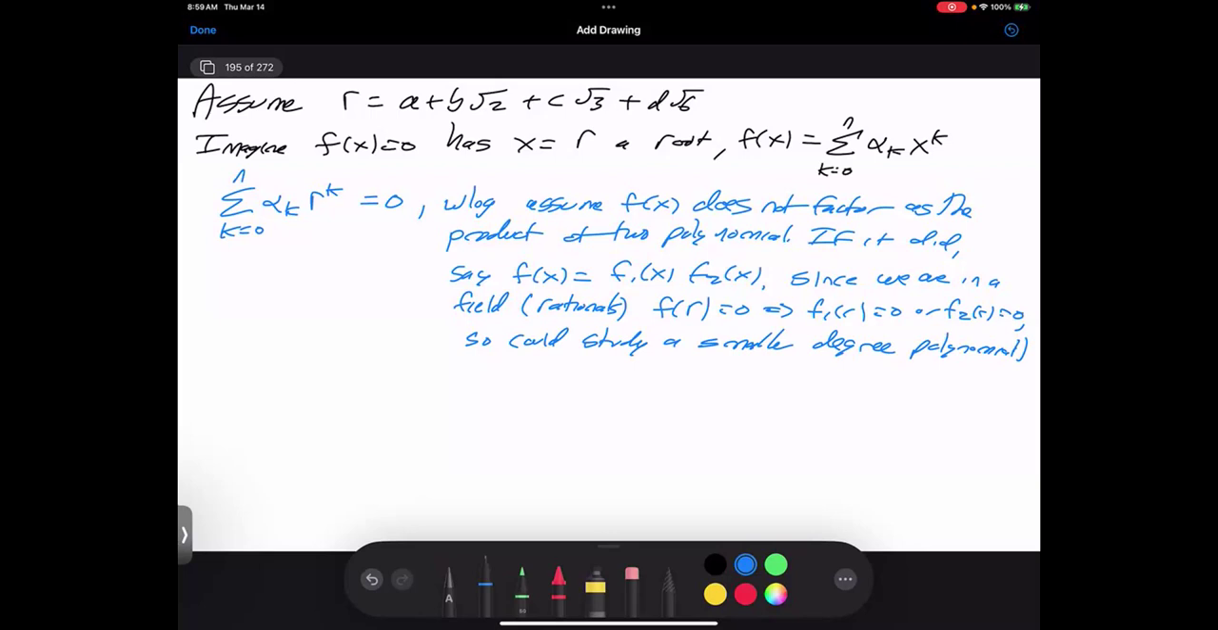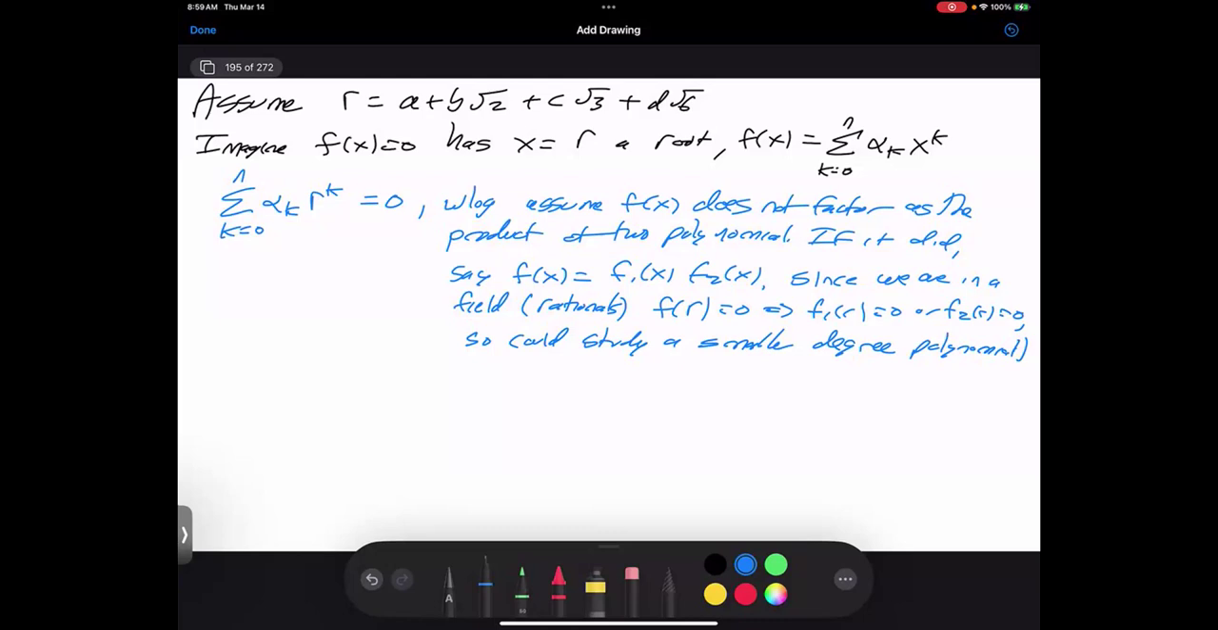If I was looking in the clock group Z mod 12Z, would this be true? Is it possible for something to be a root where the function factors? Maybe the first factor gives you 3 and the second factor gives you 4, right? The clock group Z mod 12Z has divisors of 0. So this argument here would not work in a ring where you have divisors of 0. But because the rationals don't have divisors of 0, if f of r equals 0 and f splits, then either f1 of r is 0 or f2 of r is 0.